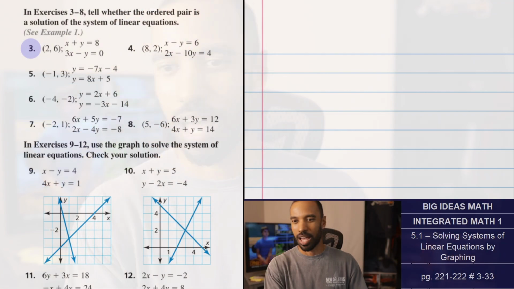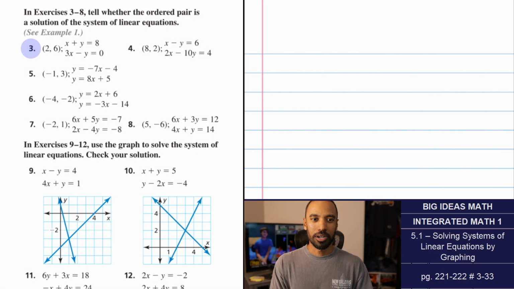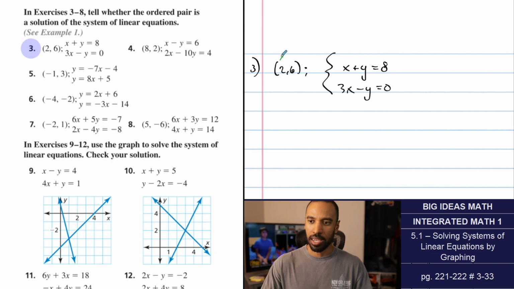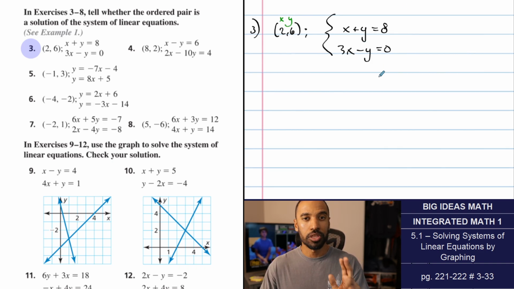Let's go ahead and do problems 3 through 33 right now. I'm going to go ahead and get started. Numbers 3 through 8 tell whether the ordered pair is a solution of the system of linear equations. So we're checking to see if 2, 6 is the solution for this system here, x plus y equals 8, and 3x minus y equals 0. As if to say, for this x and y, when I substitute them, do I get the left side to equal the right side in both equations?